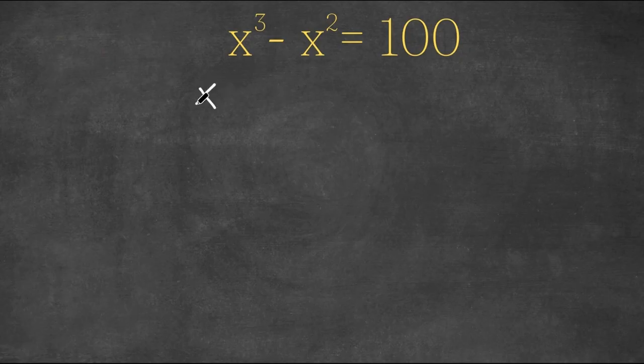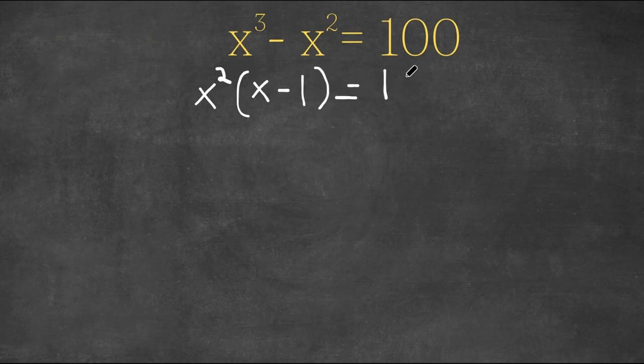So if we factor out x squared, x to the power of 3 divided by x squared, well, that's x to the power of 3 minus 2, which is x, because x to the power of 1 is x, minus x squared divided by x squared is simply 1. So we have x squared times x minus 1, and this equals 100 still.